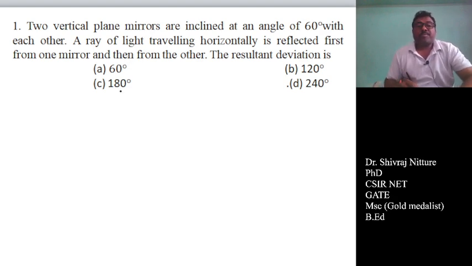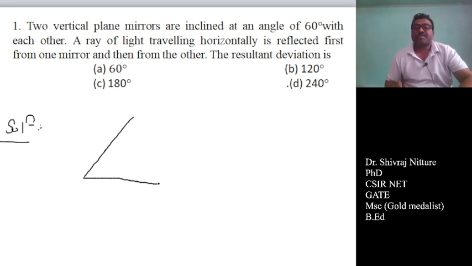Problem number 1. Two vertical plane mirrors are inclined at an angle of 60 degree with each other. A ray of light traveling horizontally is reflected first from one mirror and then from the other. The resultant deviation is like this.